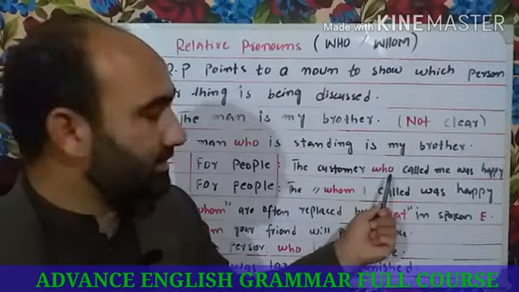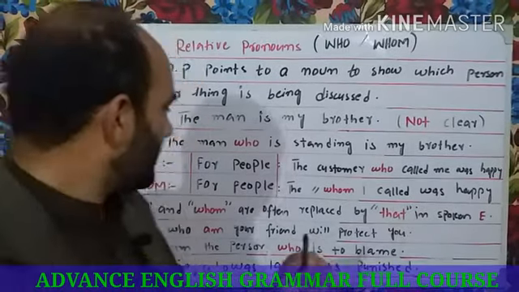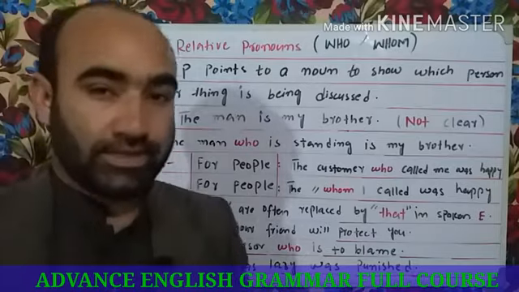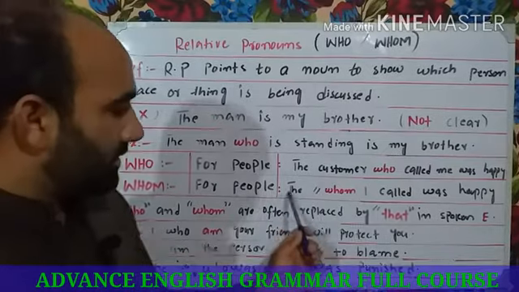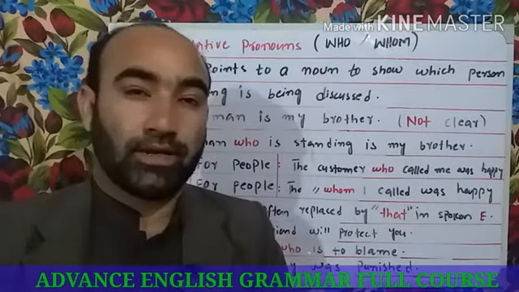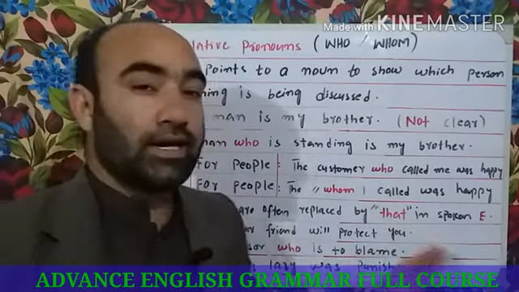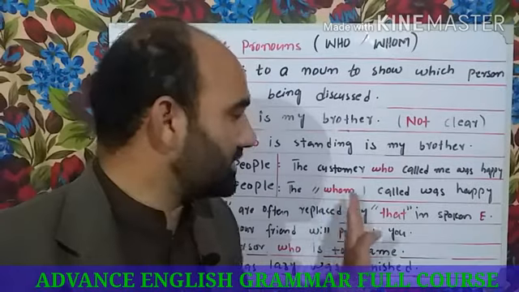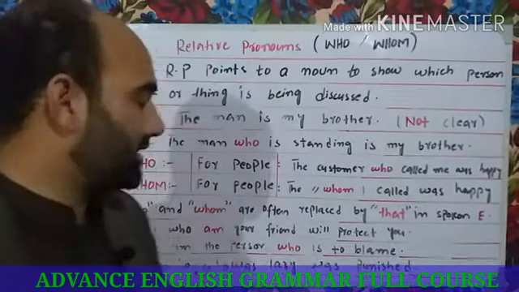Who does the action, that is why its role is a subject, right? It does the action. Now here, the customer whom I called was happy. Now here it receives the action. I do the action here, but he receives it, whom receives the action. The customer whom I called was happy. This is the difference between them.